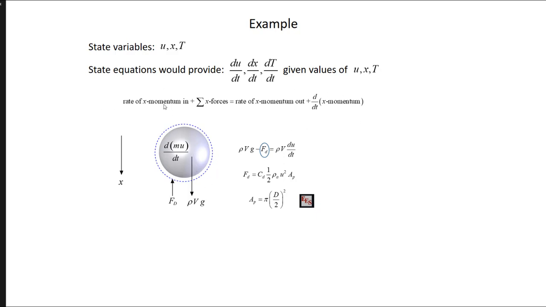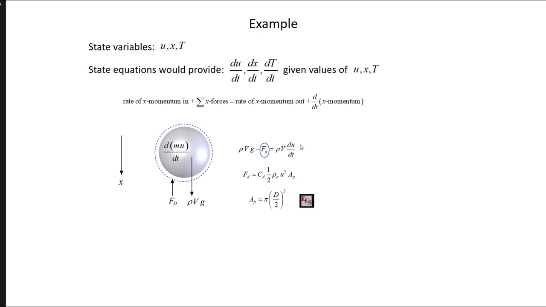So if I take these terms and substitute them into this balance right here, I get that, let's see, there's no x momentum in, so that's 0. The x forces include a positive x force, which is gravity, and then a negative x force, which is the drag force. And then this rate of x momentum change is the mass, which is rho times V, times du/dt.